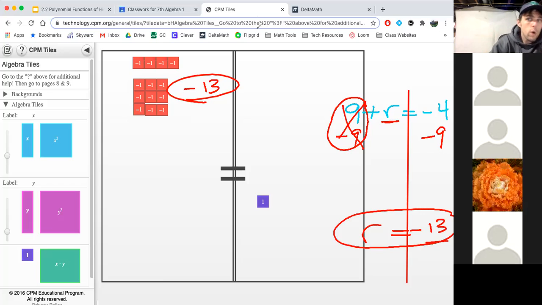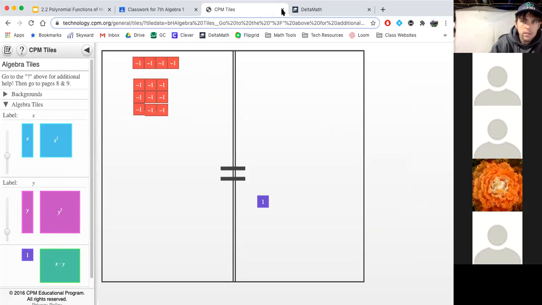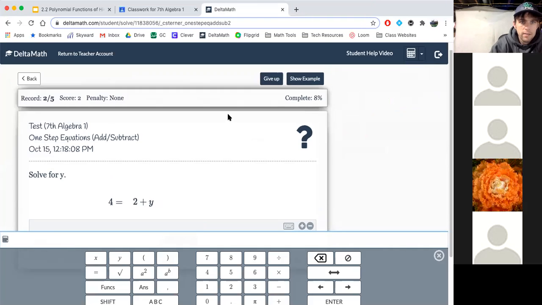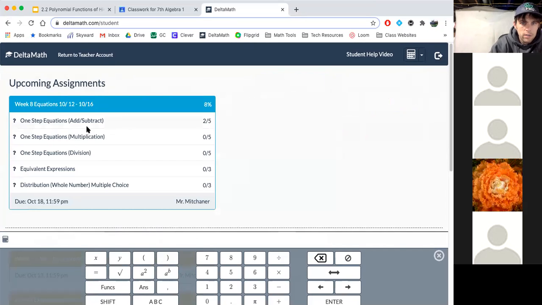All right, I'm going to do one more example. I want to do one from the next section of the Delta Math problems, and then we'll actually be out of time, but it's okay. We'll have tomorrow too. So I want to do one with the multiplication like we were doing.